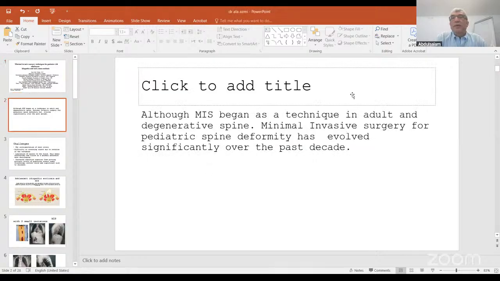Though MIS is a technique that in adult and degenerative spine is well known now, I mean, most of the degenerative problems are done by minimal invasive, minimal invasive in pediatric is not quite as popular as in degenerative, but it has evolved significantly over the past decade.